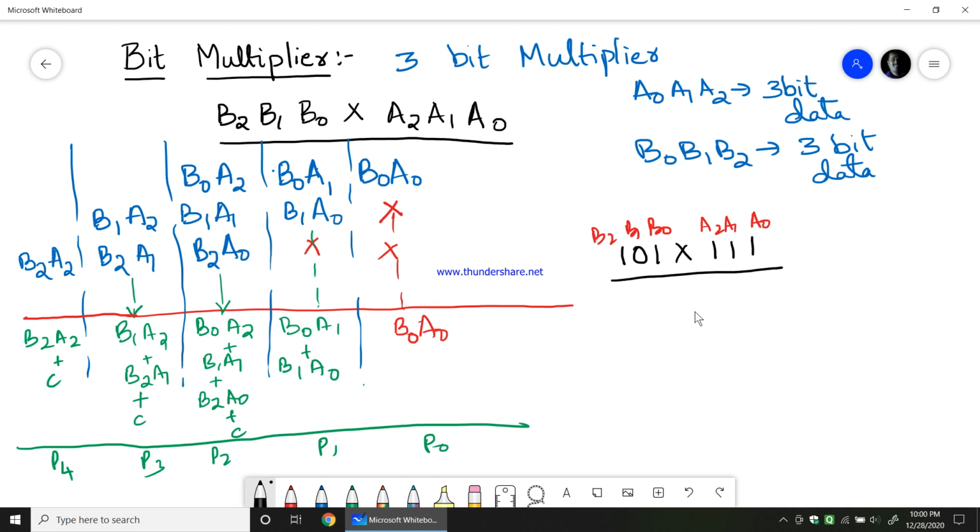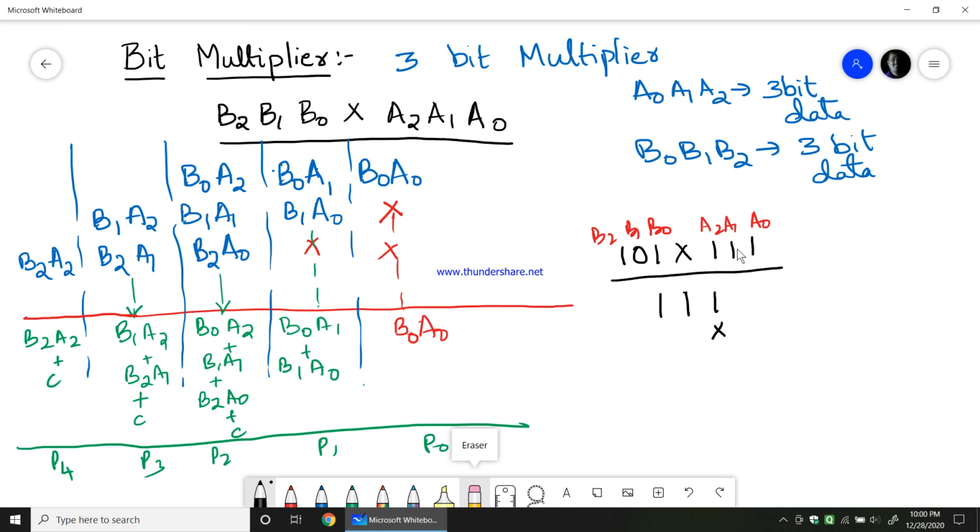So A0 into B0, A0 ANDed with B0: 1 ANDed with 1 is 1, 1 ANDed with 1 is 1, 1 ANDed with 1 is again 1. So this is the 3-bit data: B0 A2, B0 A1, B0 A0.